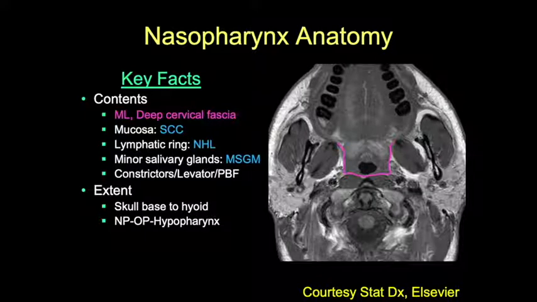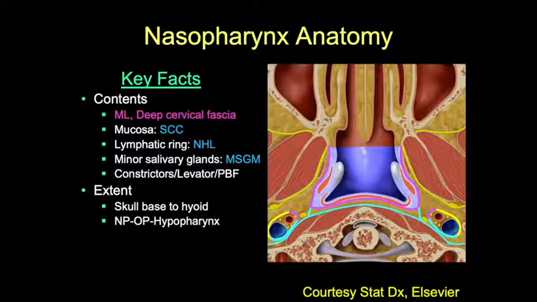This pink layer just shows this middle layer of deep cervical fascia, which is present throughout the entire pharynx. The things within the nasopharynx include mucosa, and that's where the majority of neoplasms arise, squamous cell carcinomas, known as nasopharyngeal carcinomas in the nasopharynx. There is the lymphatic ring throughout the pharynx, and at the level of the nasopharynx, the adenoidal tissues can give rise to non-Hodgkin's lymphoma. Minor salivary glands are present throughout the pharynx, and it can be seen here, drawn in, just as these small salivary rests that can give rise to both benign and malignant minor salivary gland tumors.